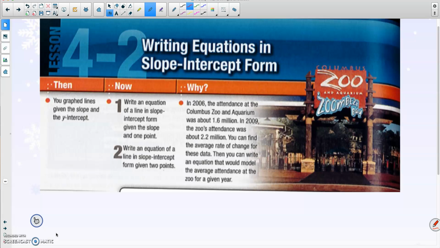Now the Y slide says in 2006, the attendance at the Columbus Zoo and Aquarium was about 1.6 million. In 2009, the zoo's attendance was about 2.2 million. You can find the average rate of change for these data. Then you can write an equation that would model the average attendance at the zoo for a given year.